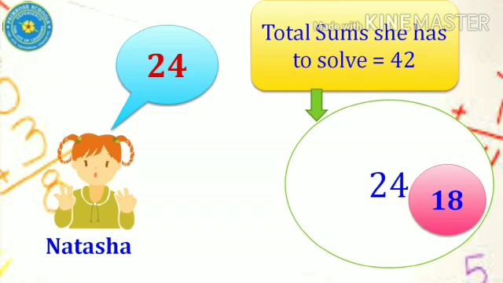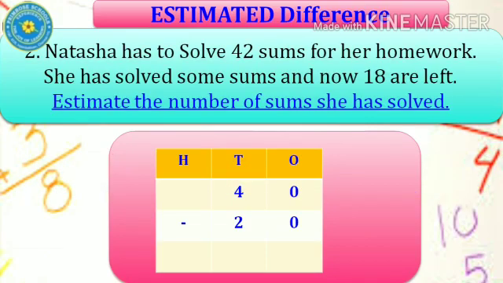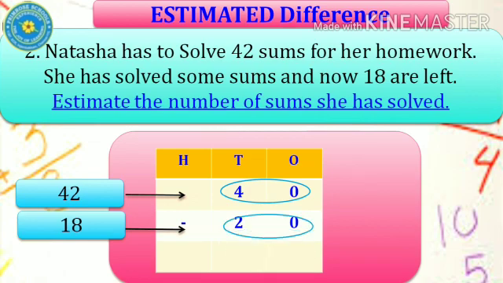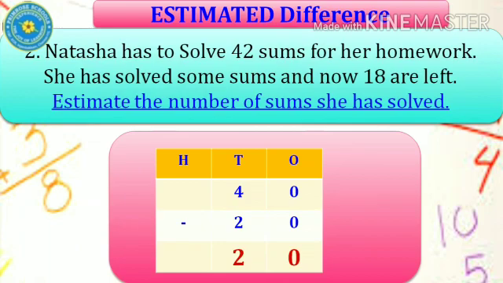Okay, children? Now let us find the estimated difference. Shall we? Now 42 can be rounded off to 40 and 18 can be rounded off to how much, children? 18 is closer to 10 or 20? 18 is closer to 20. So 18 is rounded off to 20. Am I right, children? Good. Now let us do the subtraction. What is 40 minus 20? 40 minus 20 is 20.